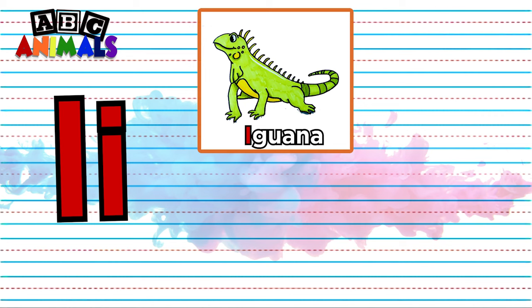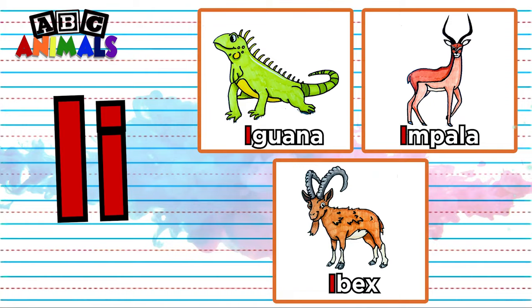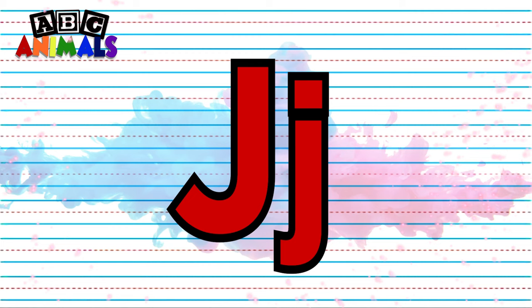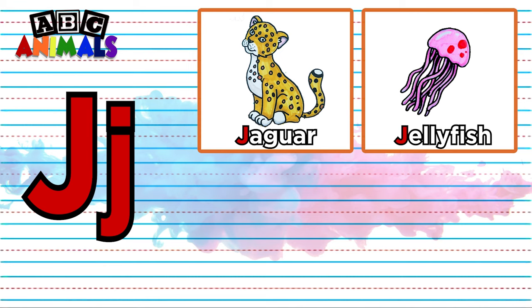I is for iguana. Impala. Ibex. J is for jaguar. Jellyfish. Jackrabbit. J.